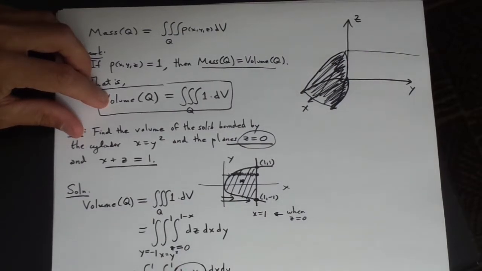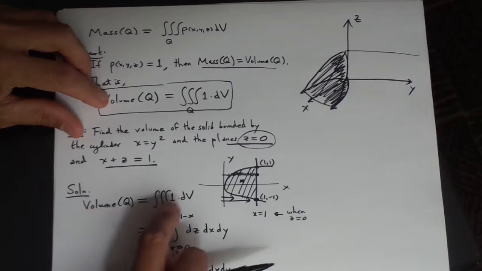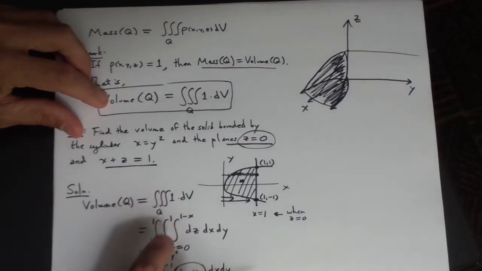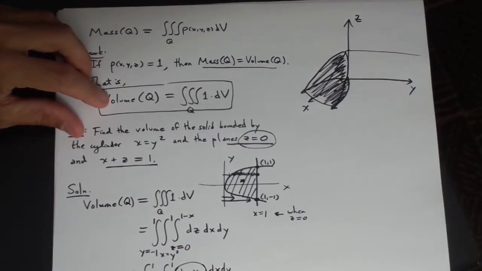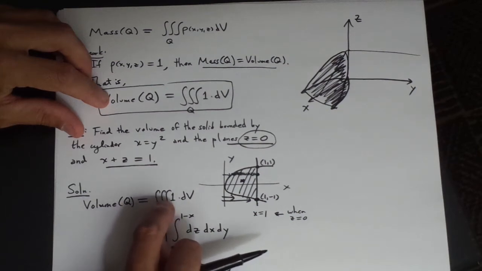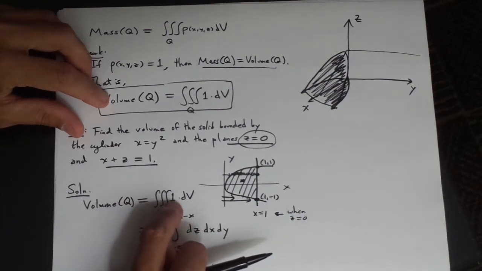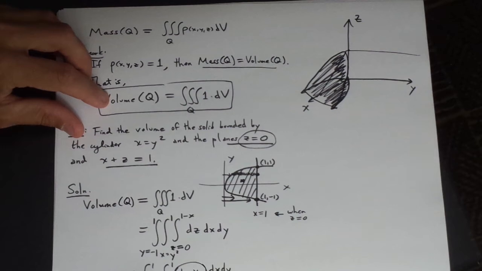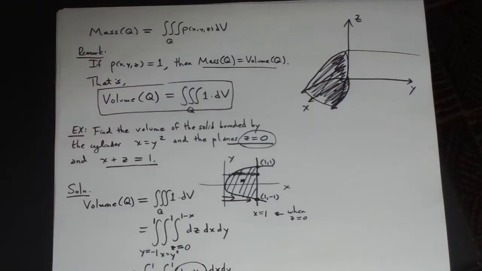What I'm trying to say is that this volume can be viewed either as a triple integral or a double integral. When I view it as a triple integral, my integrand is just 1. But if I view it as a double integral, my integrand is whatever the surface is that forms the ceiling of the region that we're integrating.